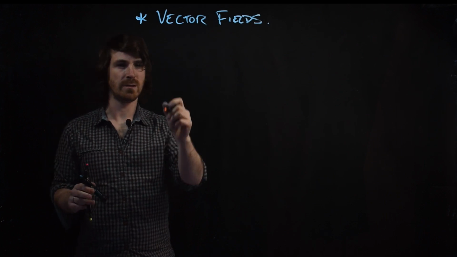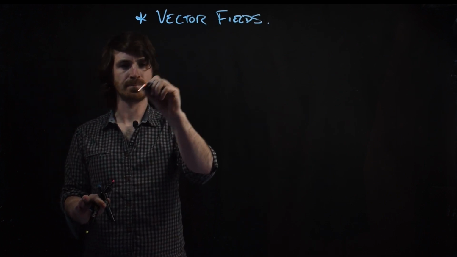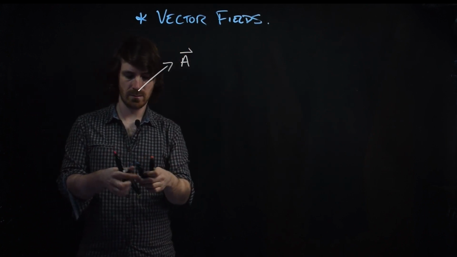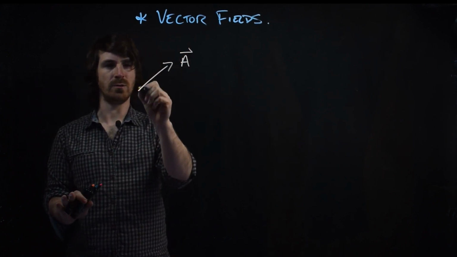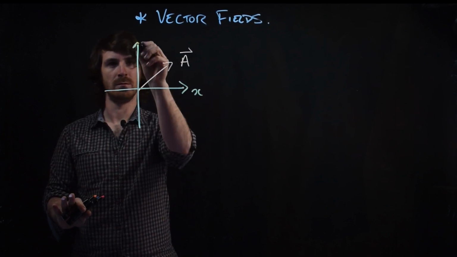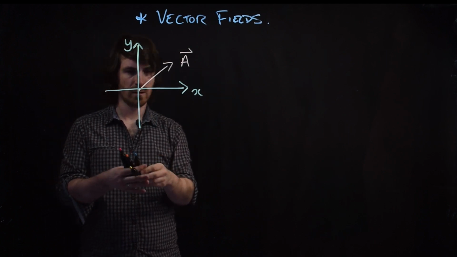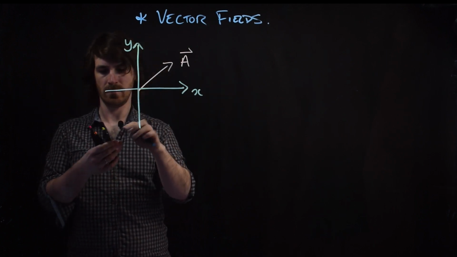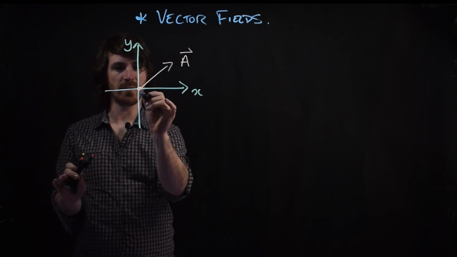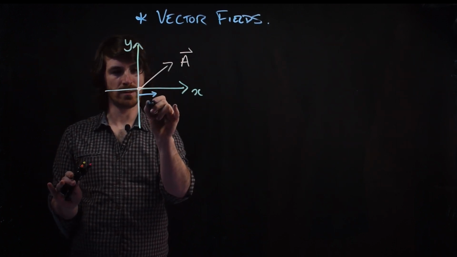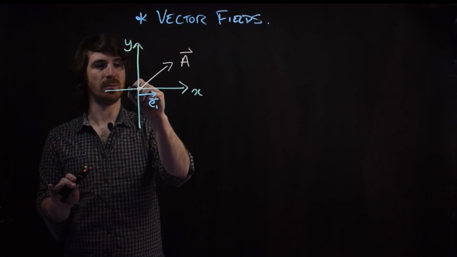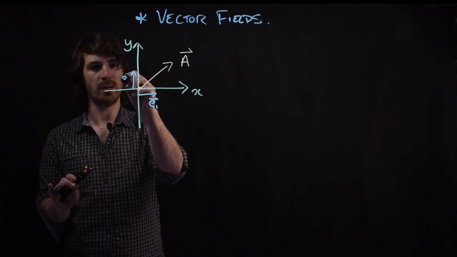So let's think about a vector A, and let's give ourselves a two-dimensional coordinate system, x, y. And let's think about, so this should be going to the origin. Let's think about basis vectors. And let's call the one in the x direction E1, it's a vector. And let's call the basis vector in the y direction E2.